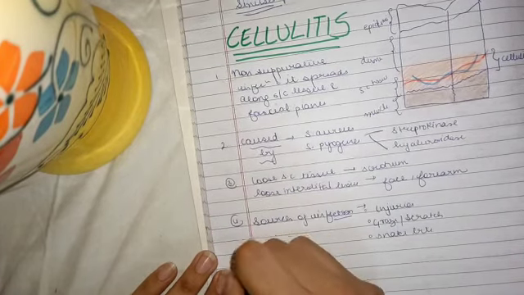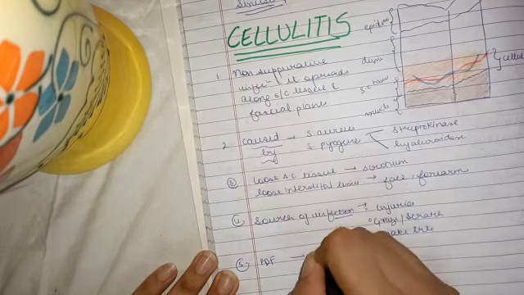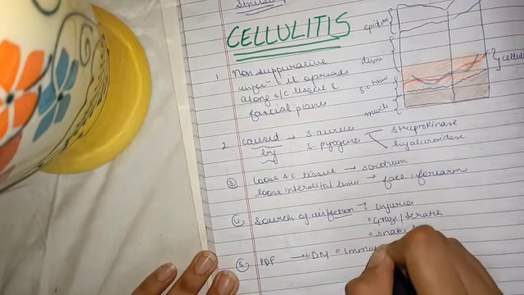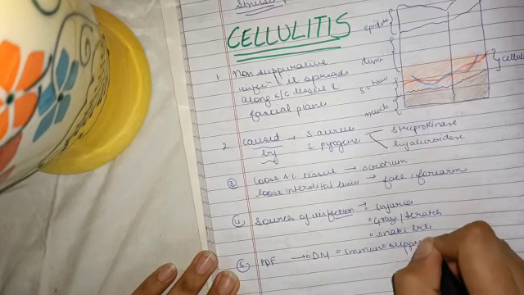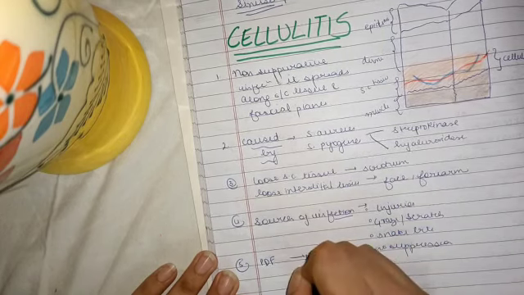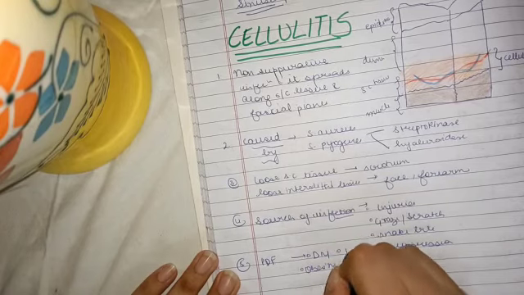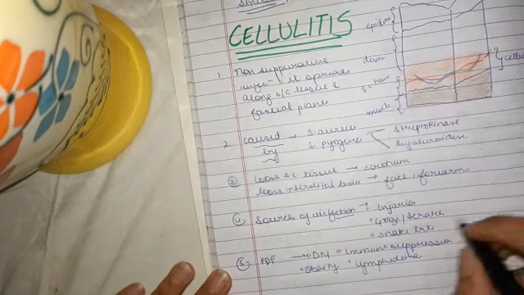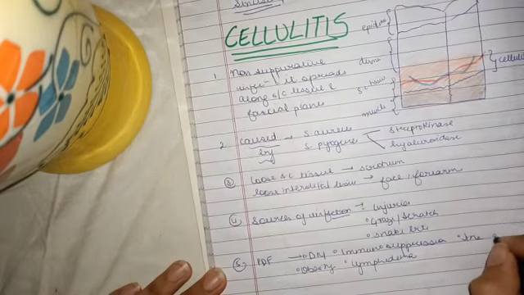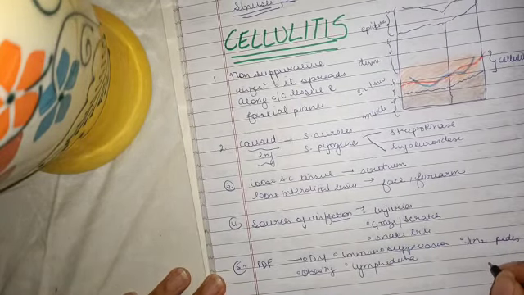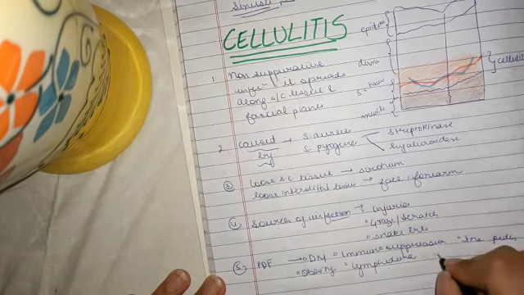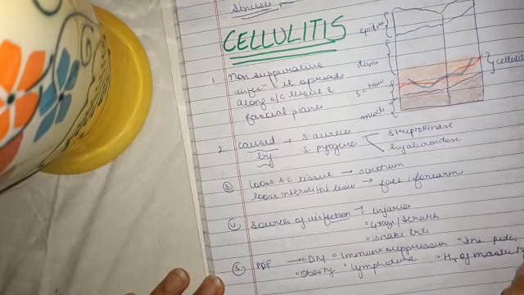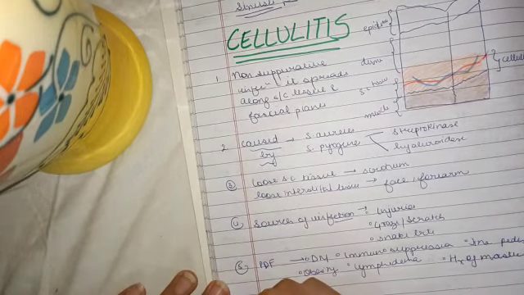Then coming on to the predisposing factors, first is diabetes mellitus, immunosuppression, obesity, lymphedema, then tinea pedis. Also, if there is history of mastectomy. Now coming on to the common sites, we have discussed.